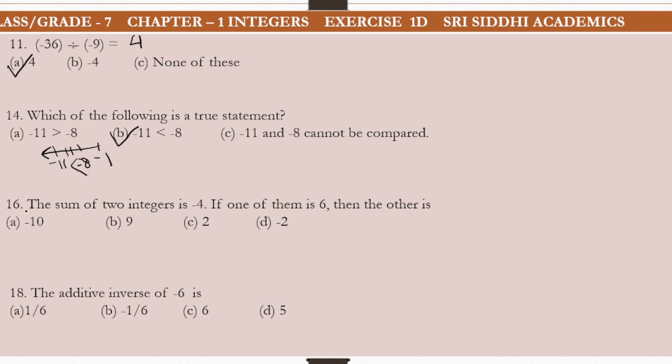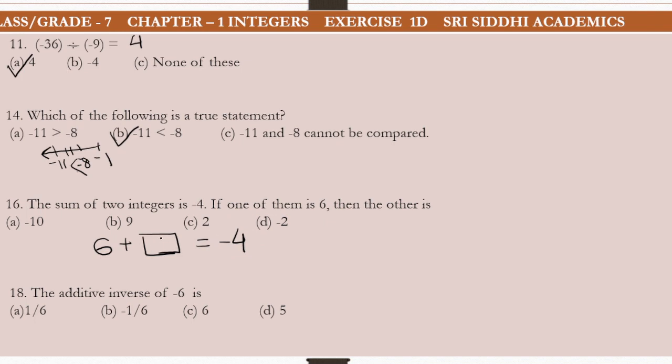Question number 16 says the sum of two integers is minus 4. If one of them is 6, then the other is? The first method is, we'll see by simple logic how we'll find the answer. So 6 plus something is equal to minus 4. So here what is happening? When we add, generally if we add two positive integers, the value that we get will always be greater, right?